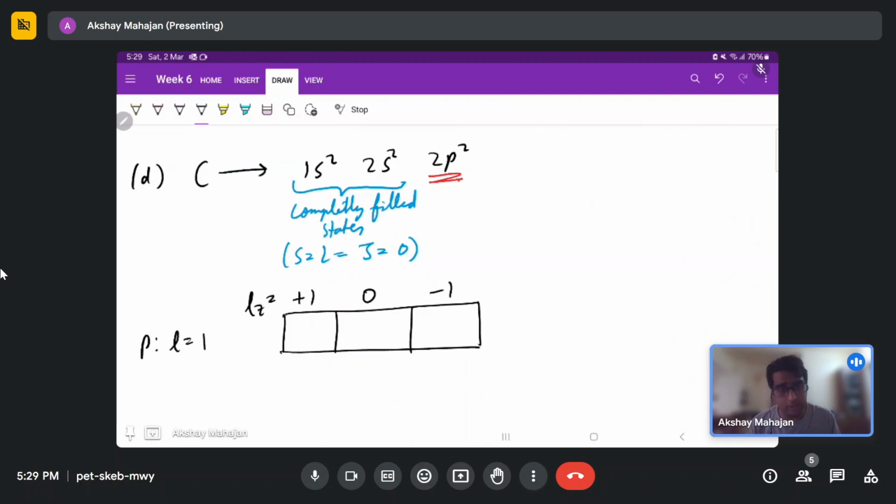According to Hund's rule 1, we need to maximize the value of capital S. So we will start filling the spin up electrons. We have 2 spin up electrons, so there are 3C2 ways in which I can fill them up, and all of them will give the same value of capital S.